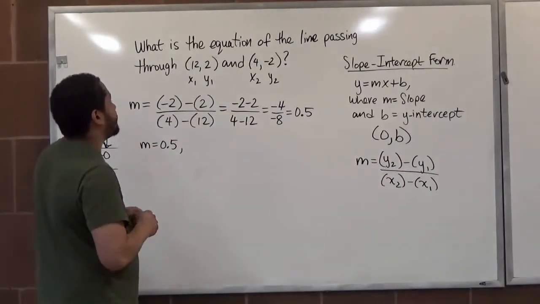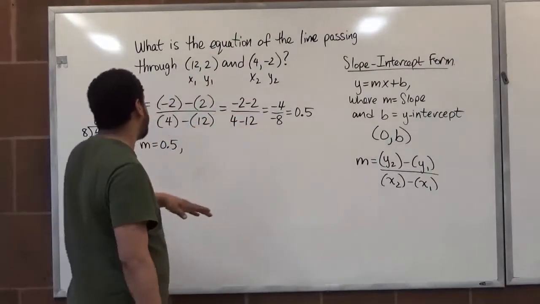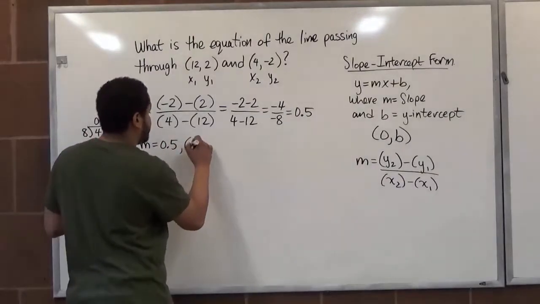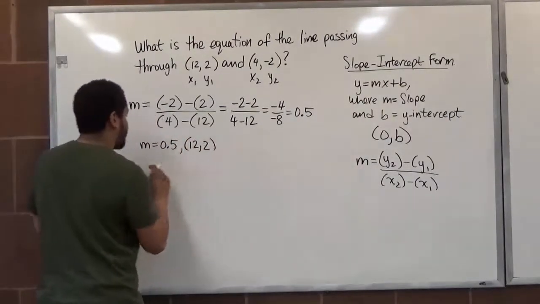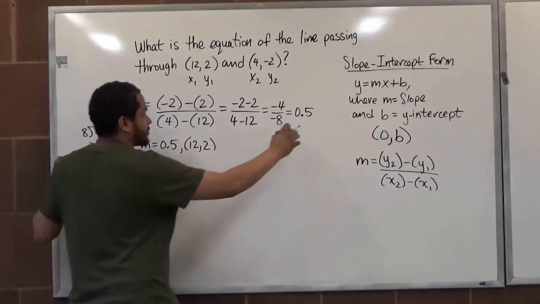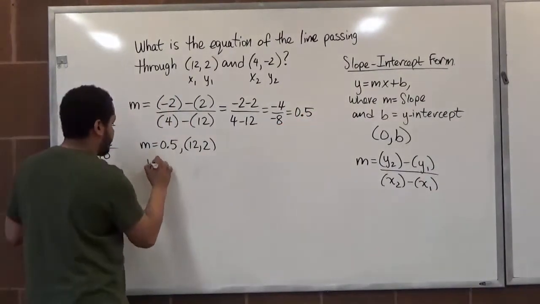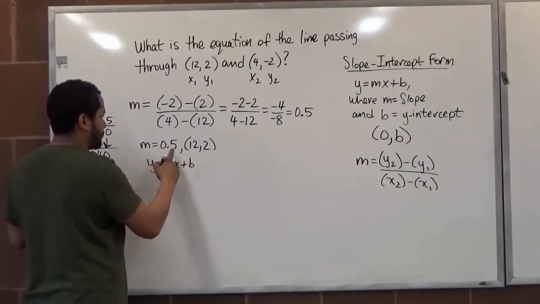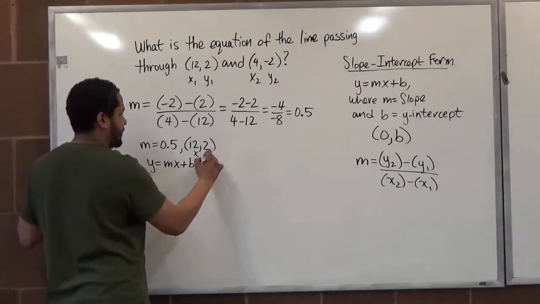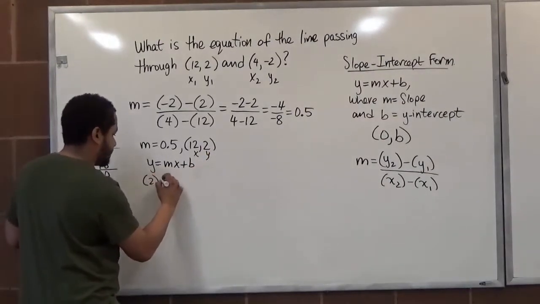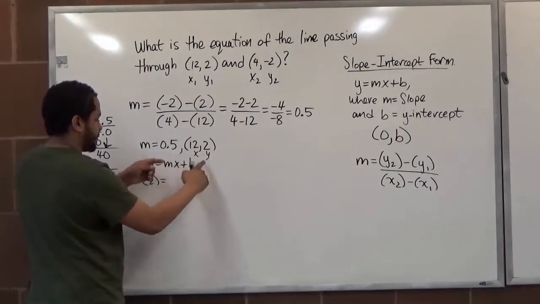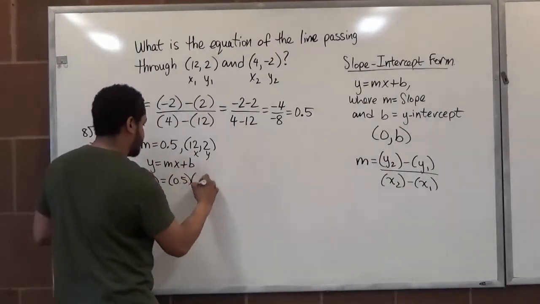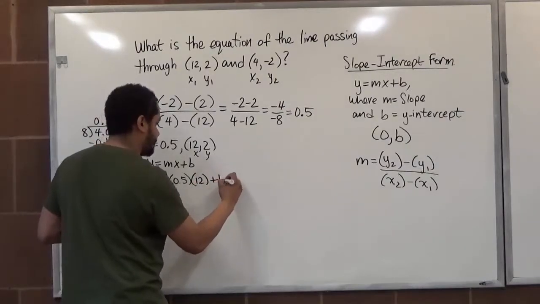To do the second part, we could use either of the two coordinate points. For the sake of doing both, let's start with the first coordinate, 12, 2. We're going to use m as 0.5, and we're going to use the slope-intercept form, y = mx + b, where m is 0.5, x is 12, and y is 2. So we have 2 on this side, and we're still using parentheses to substitute our values in. Our m is 0.5, our x is just 12, and here we have the plus b.